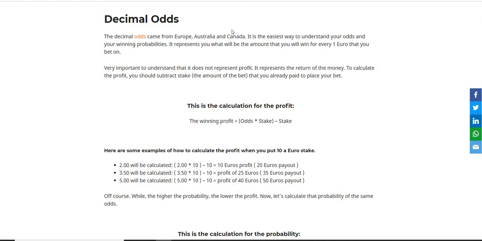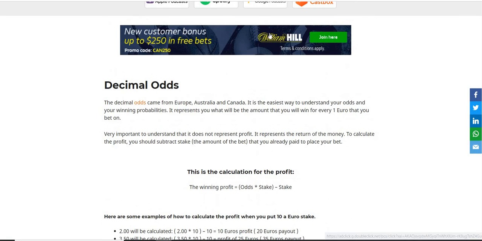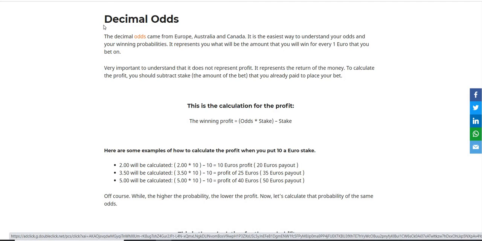Okay, let's go and talk about the odds. This is from our website, Football Tips from Israel. And this is an article, and here I present the formula to calculate the profit in decimal odds. The formula is odds multiplied by stake, minus the stake.